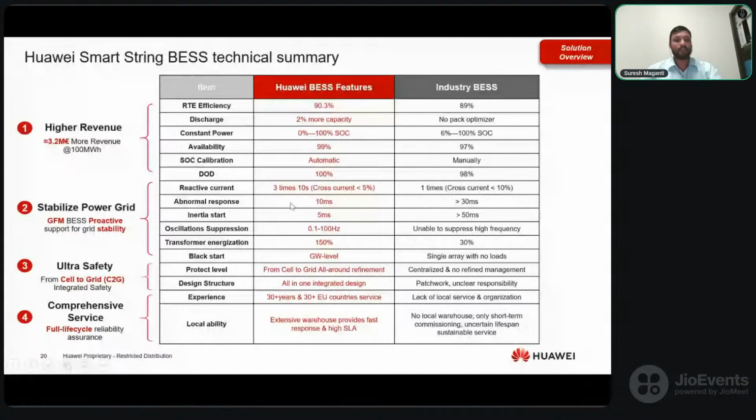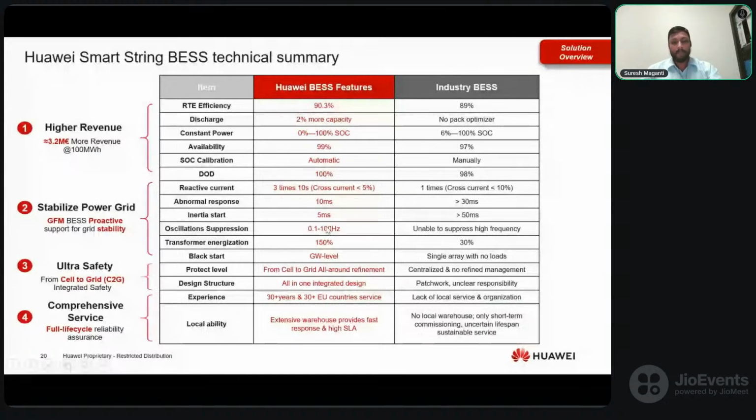And also it will respond to abnormal events, that may be a frequency event or it requires inertia response. So it will respond within 5 milliseconds to 10 milliseconds, which is an industry leading response time. And also it will suppress the subsynchronous oscillations. When we inject power into the grid, there will be oscillations in the power, which need to be suppressed, otherwise the system will go into the instability region.